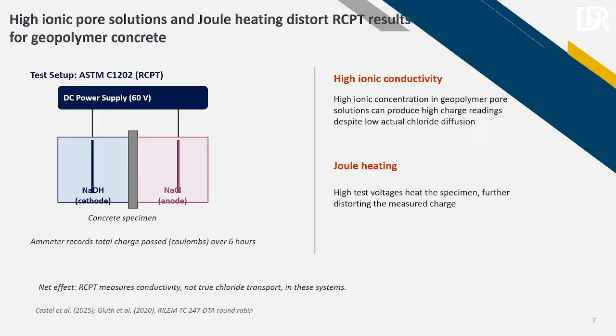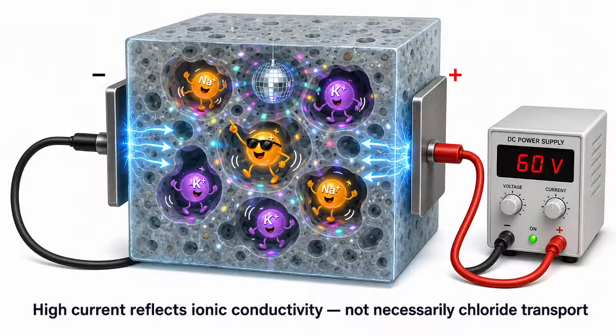So this high ionic conductivity that geopolymer has, when you add 60 volt, it will heat up the material, and that will also excite the atoms inside your geopolymers, and that will turn your geopolymer into a disco. So the sodiums, the potassiums, and everything inside will start moving, and you will have more current passing, and that is not true. That doesn't show that this material is prone to ingress. That's just the natural behavior of geopolymer.